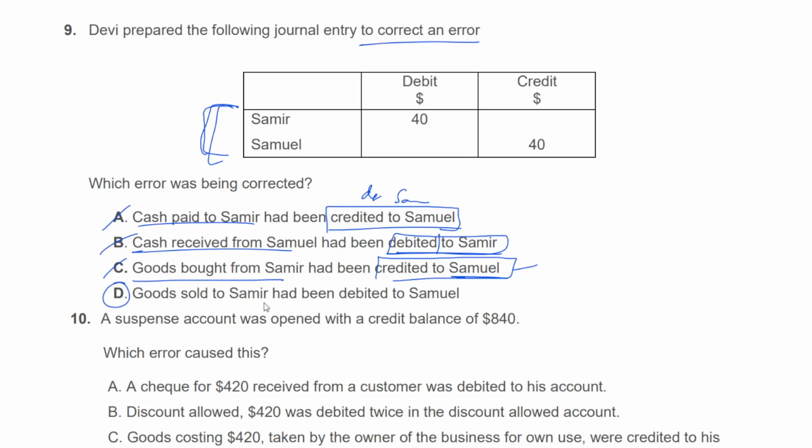Goods sold to Samir, okay, in that case Samir had been debited to Samuel. There we go. Goods were sold to Samir. Samuel had nothing to do with it, and he was debited for no reason. So to fix this, we credit Samuel. And to put the actual entry, sales credit, Samir debit, we put a debit entry. There we go. We're done. Okay?